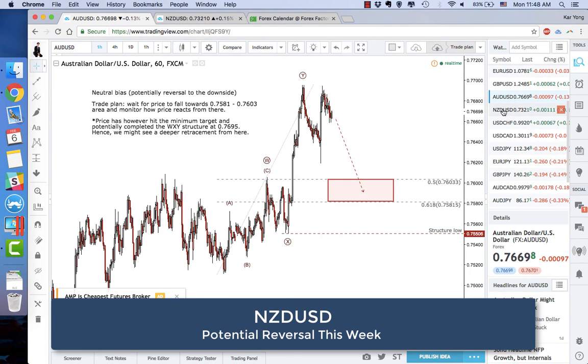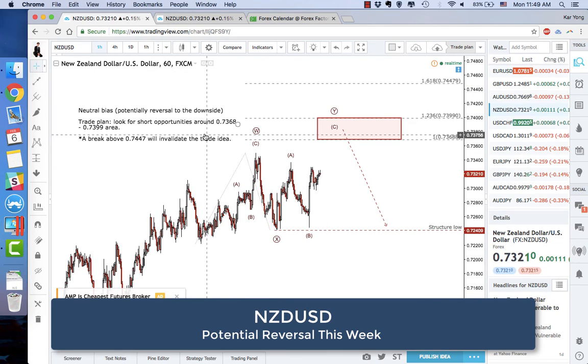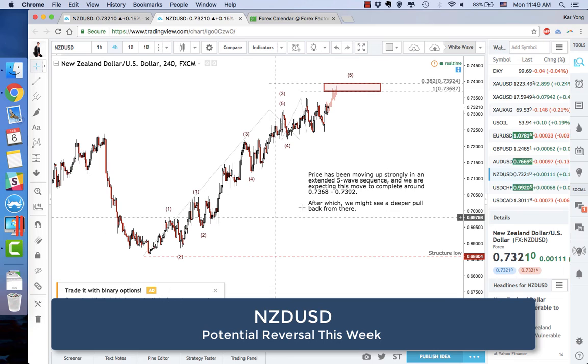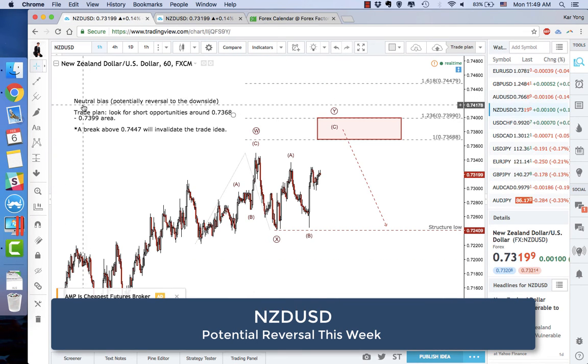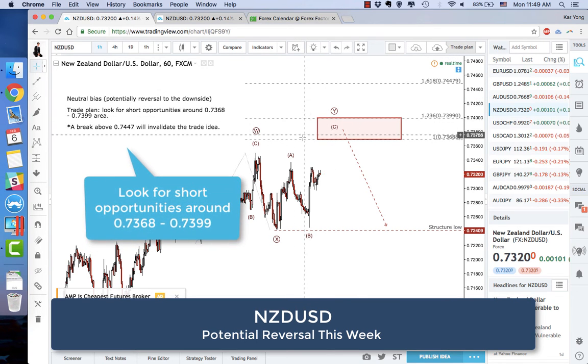I bring you to what we have for the week in terms of our trade plan. We are similar to Aussie dollar, simply because the higher time frame is on an uptrend, and we are spotting a reversal. So our bias is more towards neutral, but potentially spotting a reversal towards the downside. Our trade plan for Kiwi dollar will be to look for short opportunities around this area, which we identified at 0.7368 to 0.74. When price moves up towards this area, we'll be looking for an opportunity to short it.